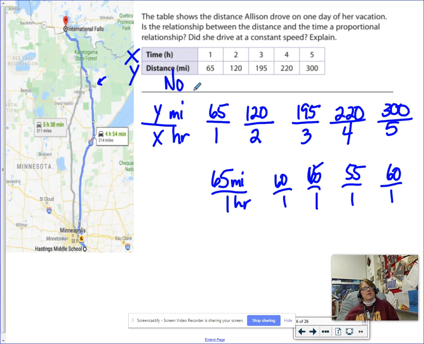Did she drive at a constant speed? No. Her speed varies throughout the trip, as illustrated by your calculation.